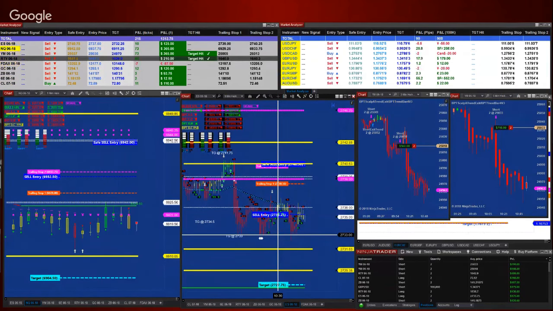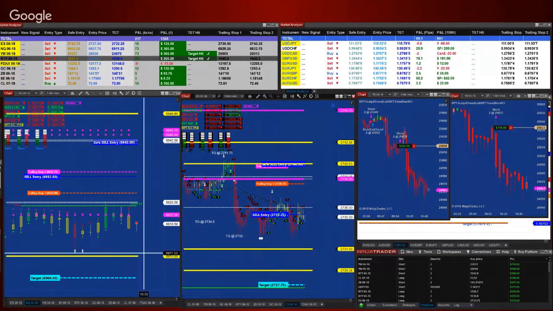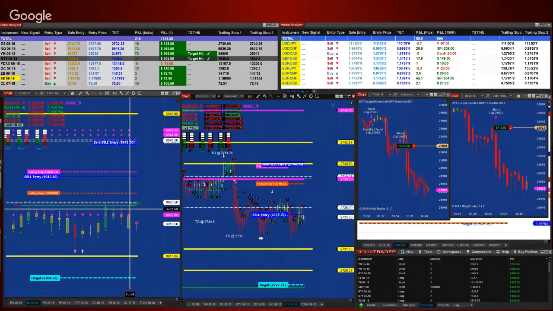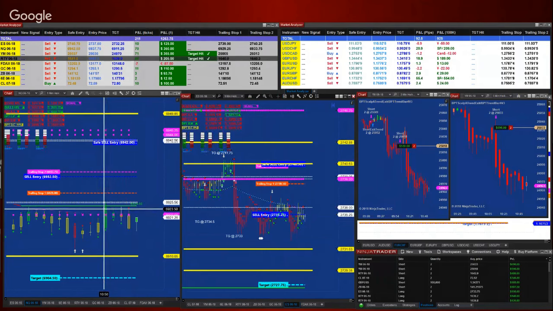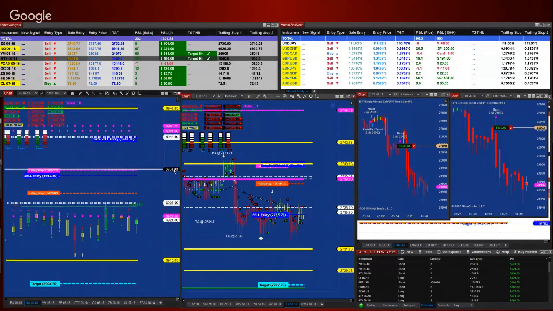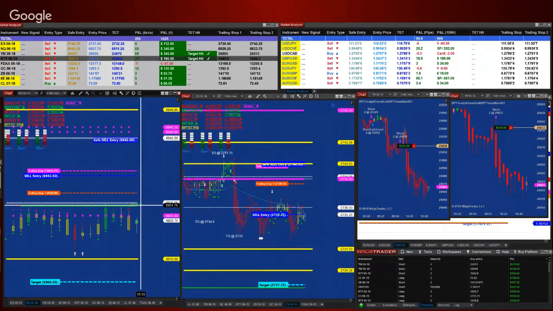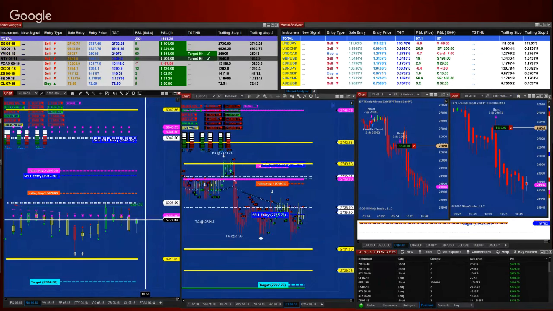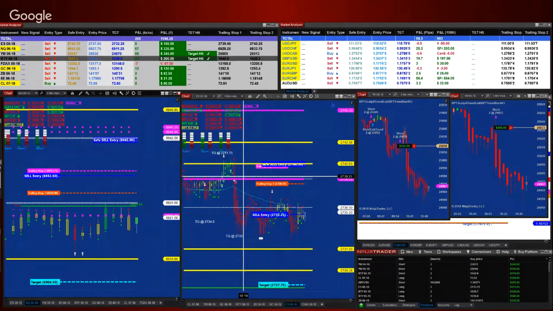So if we notice, it fell again. This is 1, 2, 3, 4, 5, and it fell again, failing to penetrate the 69.2450.